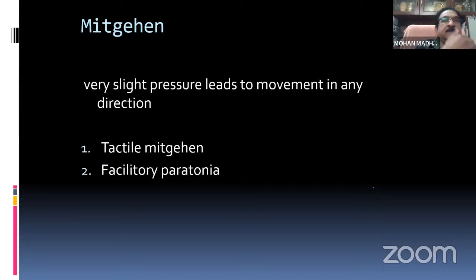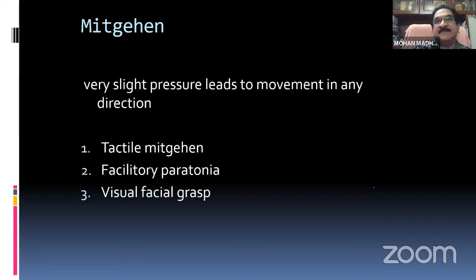At times he may resist and at times he may not. There is variability, but they resist movement. That's the classical paratonia. In the facilitatory one, these people tend to help the examiner move the limb. So that's a facilitative one. Then in the visual facial grasp, when you look at the patient's face, he is not able to disengage from that particular face to another new stimulus. These are all various forms of stimulus boundedness.